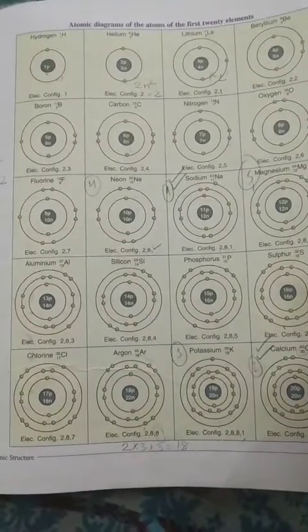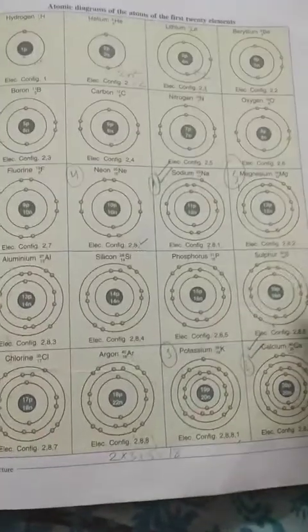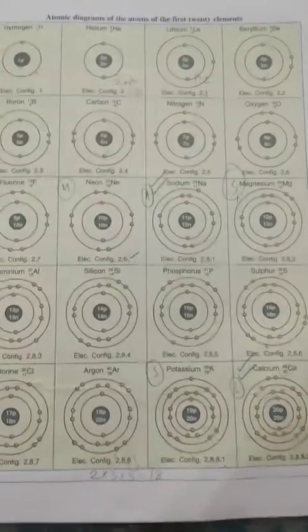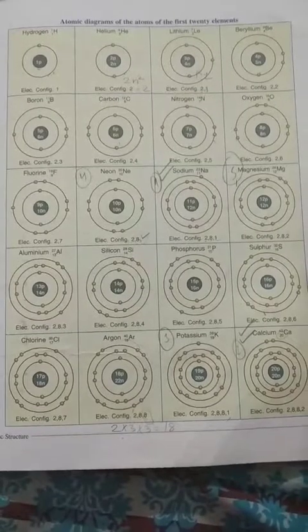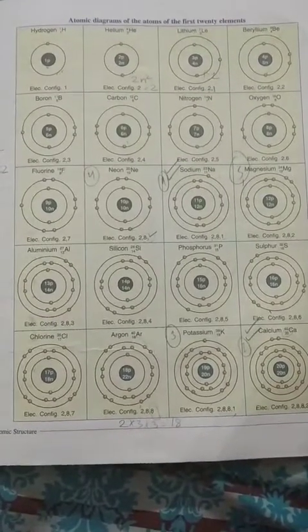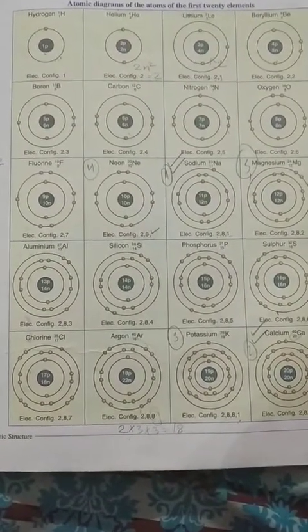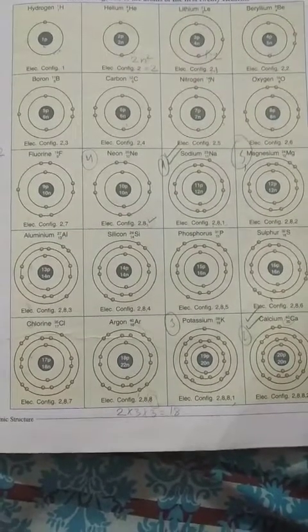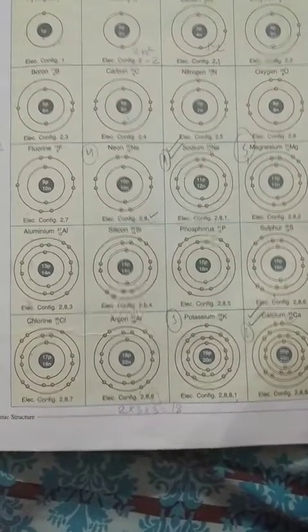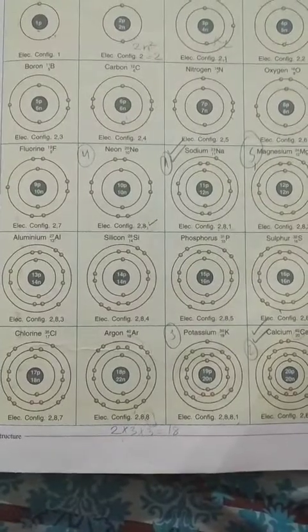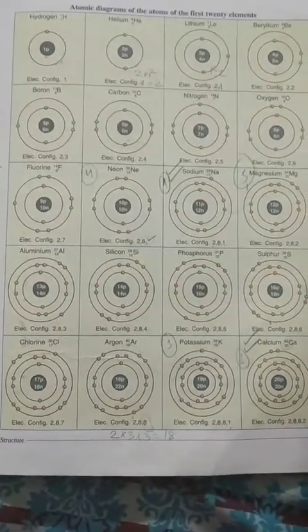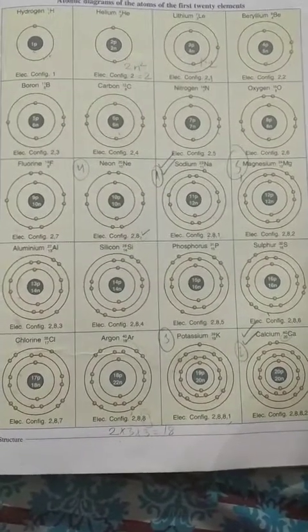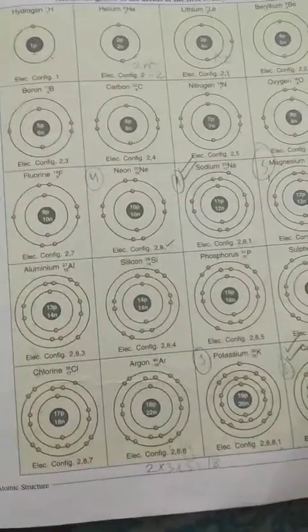5 boron, 6 carbon, 7 nitrogen, 8 oxygen, 9 fluorine, 10 neon, 11 sodium, 12 magnesium, 13 aluminium, 14 silicon, 15 phosphorus, 16 sulfur, 17 chlorine, 18 argon, 19 potassium and 20 calcium. In the same order you have to learn and remember all of these. Very, very important to do this.